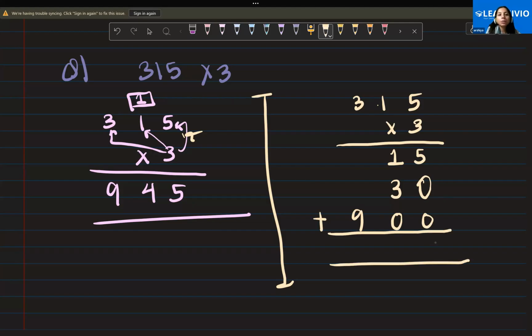So 5 plus 0 will give me 5. 3 plus 1 will be 4 and this will be 9. So I'll get the same answer with both the methods. Okay. Okay, ma'am.